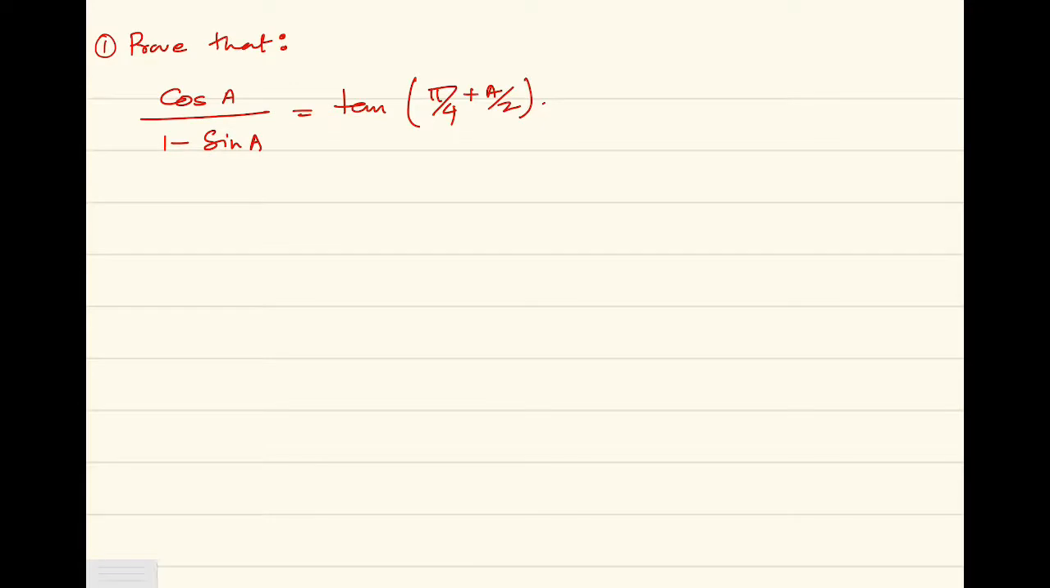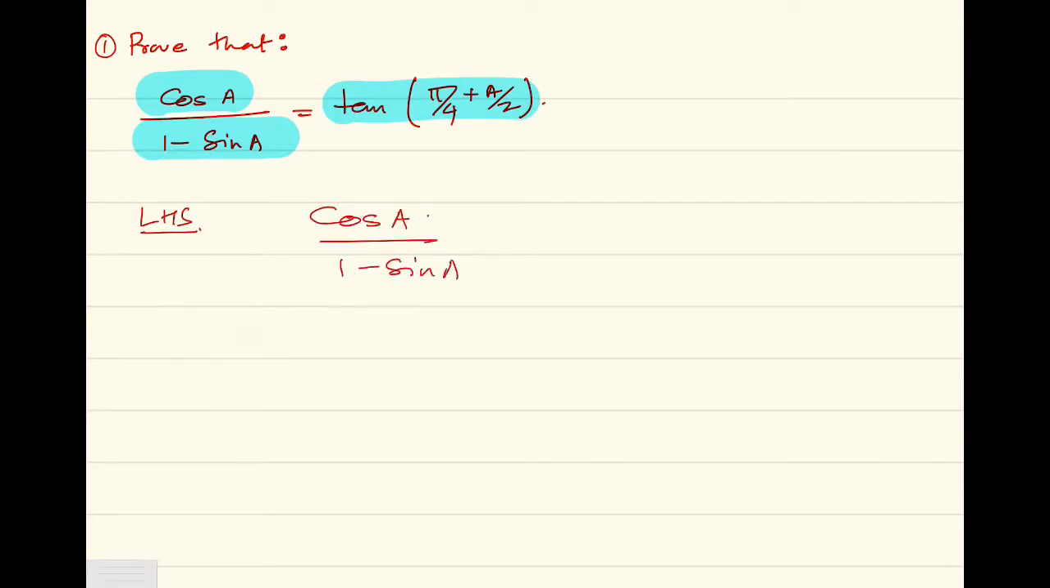Prove that cos A divided by 1 minus sine A is equal to tan(pi by 4 plus A by 2). So let us start the sum from the left hand side. I have cos A divided by 1 minus sine A. As you can see, the A here has finally been converted to A by 2 ultimately. So there has to be something to be done with the half angle formula here. So I need to use a half angle formula to convert A to A by 2.